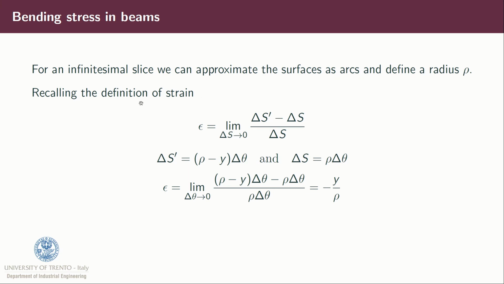For an infinitesimal slice, as we see in this figure, we can approximate the surface as arcs and define a radius rho, recalling the definition of the strain. So epsilon is equal to the limit of delta s going to 0 of (delta s prime minus delta s) over delta s, where delta s prime is equal to (rho minus y) times delta theta, and delta s is equal to rho times delta theta. So at the end, epsilon will be equal to the limit of delta theta going to 0 of ((rho minus y) times delta theta minus rho delta theta) over rho delta theta. At the end, we will get that epsilon is equal to minus y over rho.